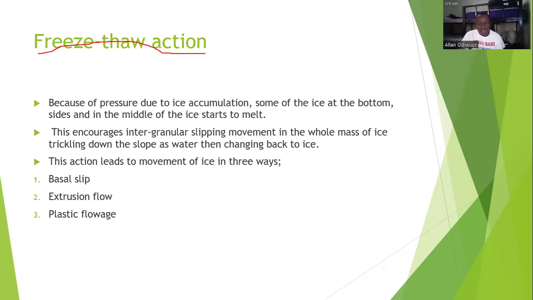Because of pressure due to ice accumulation, some of the ice at the bottom, in the middle of the ice, starts to melt due to that pressure. Now, this encourages intergranular slipping movement in the whole mass of ice, trickling down the slope as water, then changing back to ice. Now, this action leads to movement of ice in three ways. One, basal slip. Two, extrusion flow, and plastic flowage.